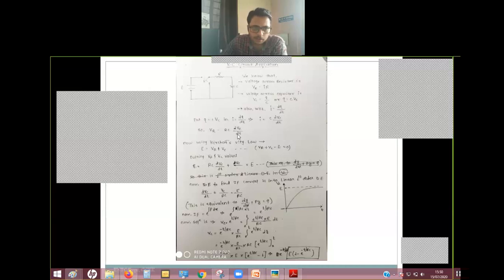Are you getting? This is in case of RC only. Please remember, in case of RL, the voltage across the resistor is always IR. This equation comes only in case of, where? In case the resistance has a capacitor in series with it. Please remember. Please don't get confused. Okay. Is this point clear?